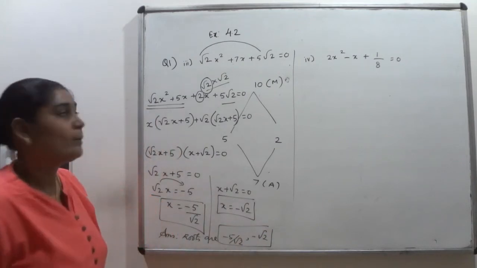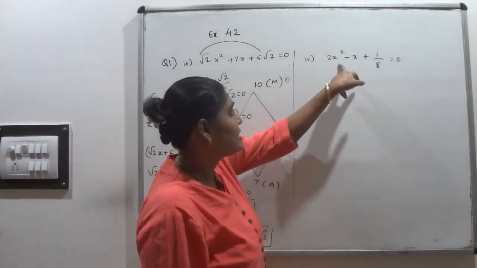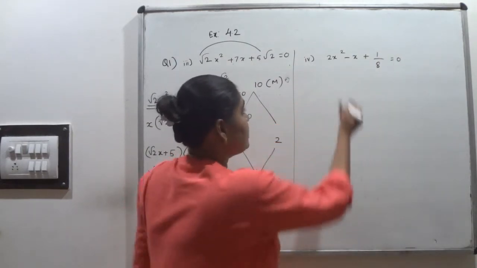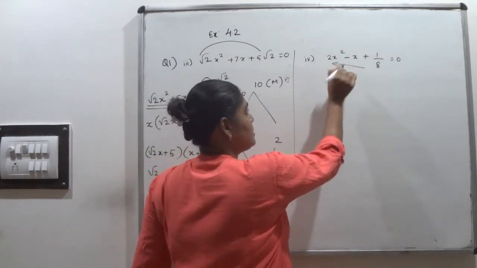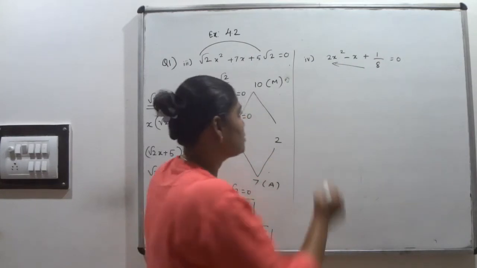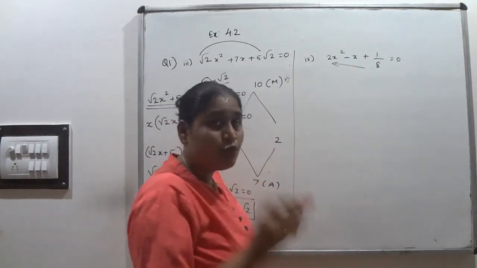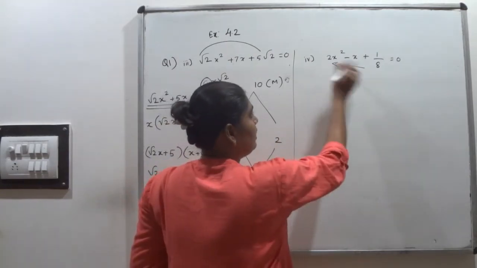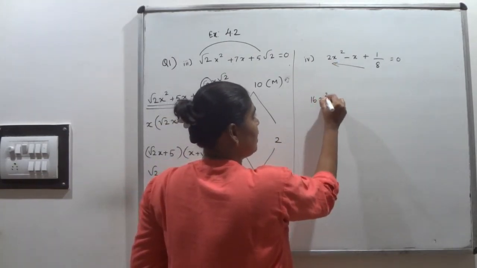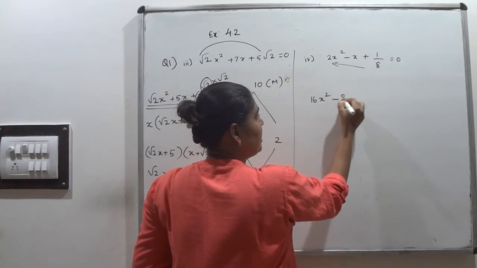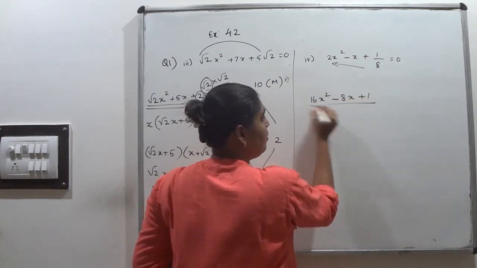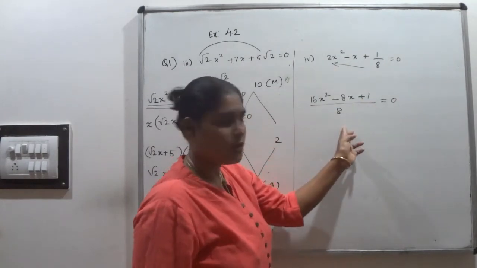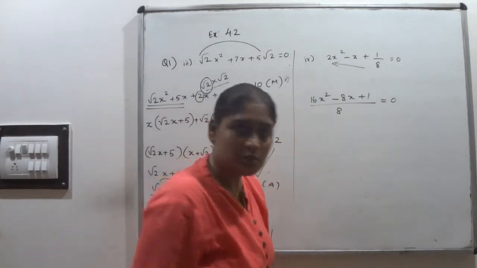Okay. Fourth part, 2x square minus x plus 1 upon 8 equal to 0. This equation has the denominator 8. So I have taken the LCM to make the denominators equal in this equation. 2 into 8, that is 16x square, minus 1 into 8, minus 8x, plus 1, upon 8 equal to 0. I have taken the LCM here. So common 8 will be there, equal to 0.